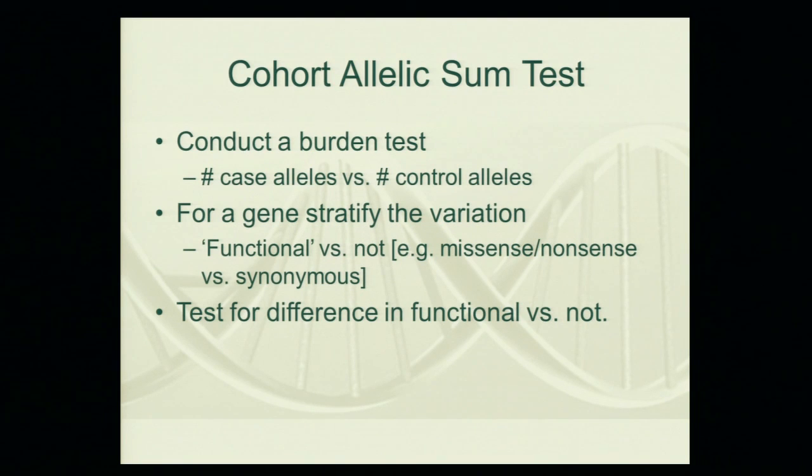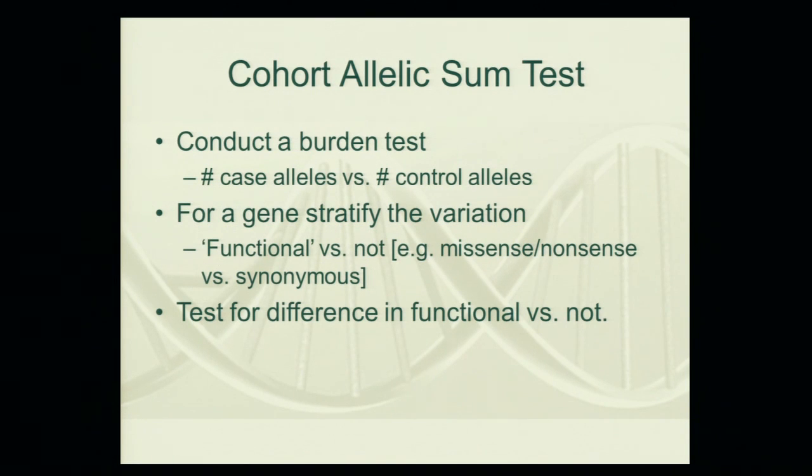Well before Lee and Leal, there was the Hobbs and Cohen work on PCSK9, which is very important in lipid biology if you think about metabolics. What they did was develop this thing called the cohort allelic sum test. They conducted a burden test in the same way, of case alleles versus control alleles. But the other twist that they added was to say, well, I think that most of my cases are going to have functionally relevant alleles. So the kinds of things that are missense and nonsense, those are the alleles that I think we're going to see more signal in.